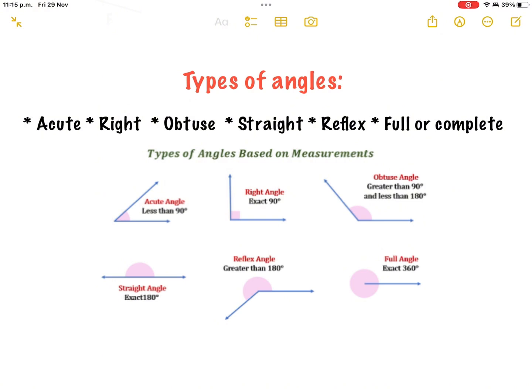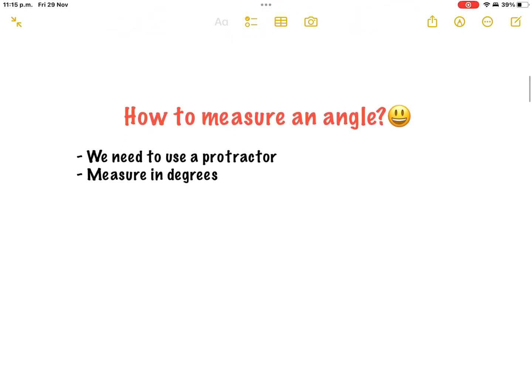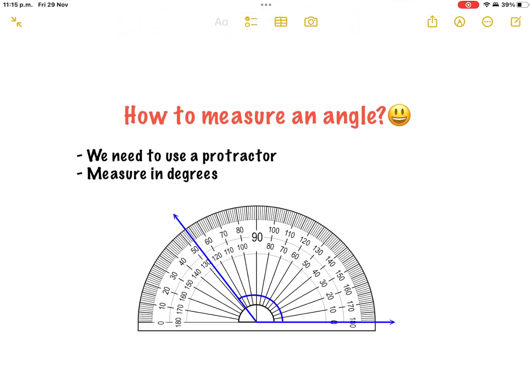The reflex angle is more than 180 degrees and less than 360 degrees. And the complete angle is 360 degrees. Now, to know the angle, we need to measure it to find how much it measures in degrees.